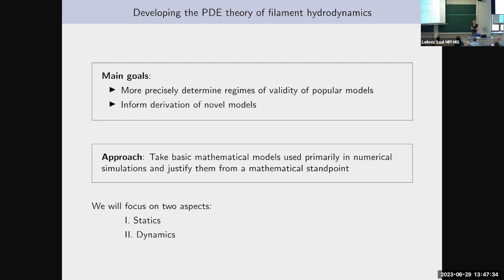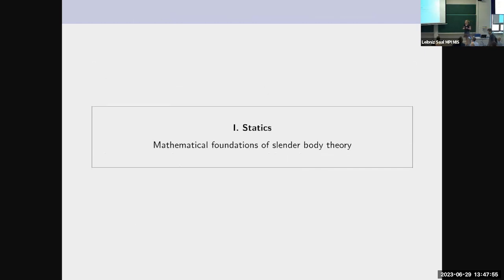The approach here is to take some of these basic mathematical models that are used primarily for numerical simulations, and justify them from a mathematical standpoint. Today I'll talk about two aspects of this, starting from a static perspective, and then going into dynamics of an immersed filament. Starting with the static setting, I summarize this as the mathematical foundations of what's known as slender body theory.